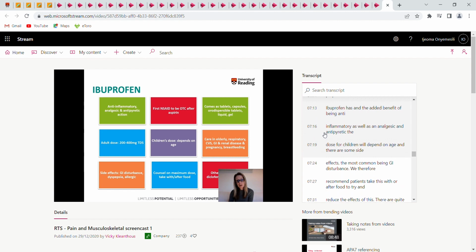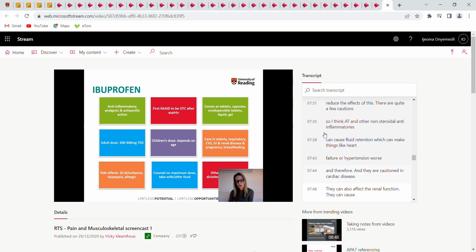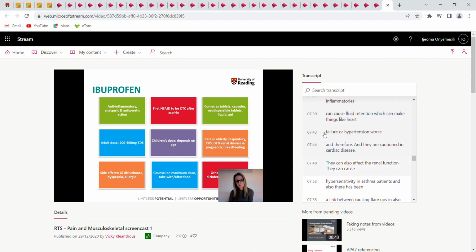The dose for children will depend on age, and there are some side effects, the most common being GI disturbance. We therefore recommend patients take this with or after food to try and reduce the effects of this. There are quite a few cautions, so ibuprofen and other non-steroidal anti-inflammatories can cause fluid retention, which can make things like heart failure or hypertension worse, and therefore they are cautioned in cardiac disease. They can also affect the renal function.